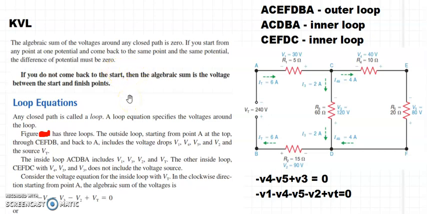We are going to discuss Kirchhoff's voltage law, and this law states that the algebraic sum of voltage around any closed path is zero. Let us see what is a closed path.